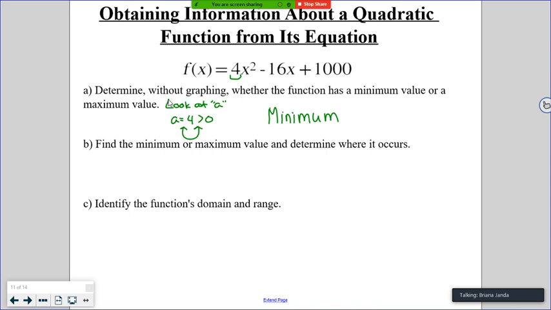Find the maximum or minimum value and determine where it occurs. Where it occurs is going to be your x value. The maximum or minimum value itself is the y value in your ordered pair of your vertex. Now ours is given to us in general form here, which means we're going to have to go through that whole negative b over 2a thing. Well, negative b over 2a would be negative 16 over 2 times a, which is 4. Negative negative is positive. 2 times 4 is 8. 16 divided by 8 is 2.